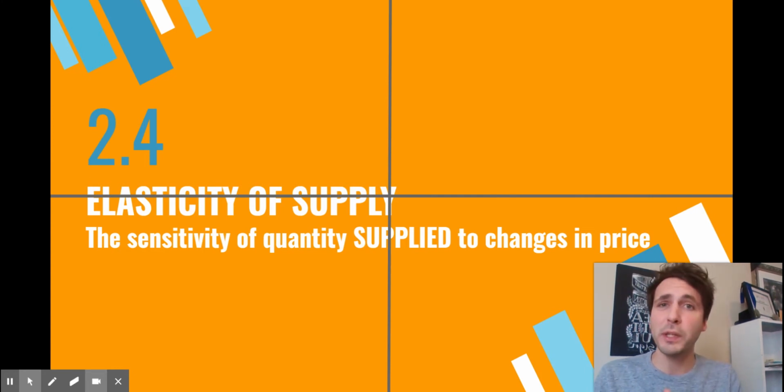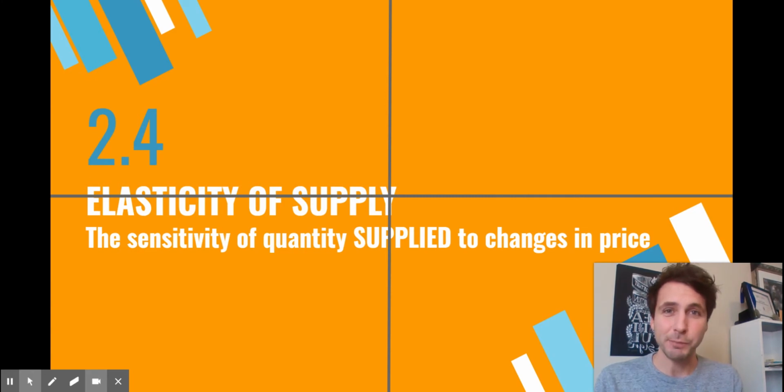Elasticity of supply is really looking at the sensitivity of the law of supply, right? We know when price goes up, the quantity supplied is going to go up. And when price goes down, the quantity supplied goes down because of profitability. But there are outside factors that might impact the amount that quantity supplied goes up or down based on what's happening to the price.